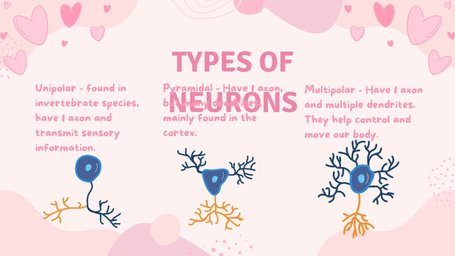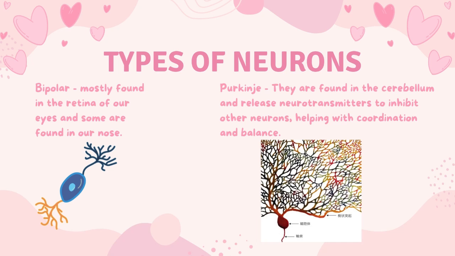Next is the pyramidal, which has one axon but many dendrites, mainly found in the cortex. The cortex is where we process information: thinking, memory, and decision making. Next is multipolar neurons. They have one axon and multiple dendrites. Most common and found in our central nervous system. They help control skeletal muscles and move our body. Next are bipolar neurons. They are mostly found in the retina of our eyes and some are found in our nose. They help our sight and smell.